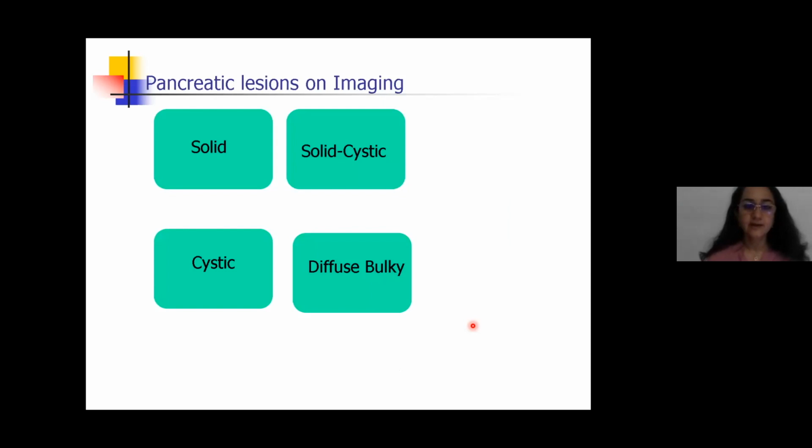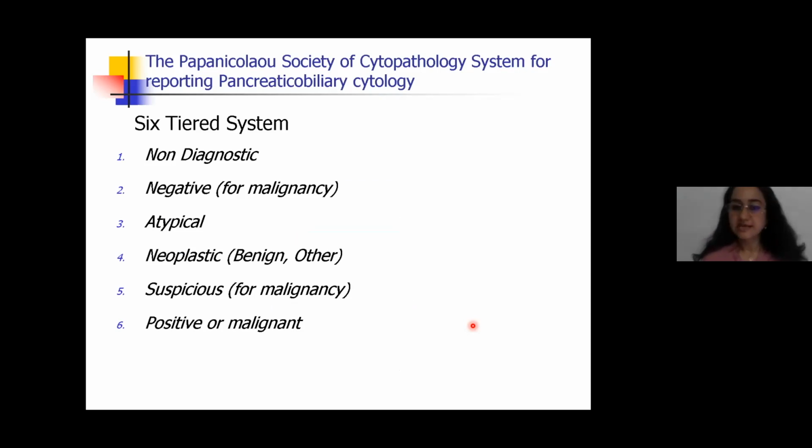On imaging, pancreatic lesions can appear as solid, cystic, or as diffuse bulky masses. And before we interpret the cytosmears, we must know the imaging and EUS findings of the lesion because it is imperative to correlate the cytology with the imaging. The Papanicolaou Society proposed the 6-tiered system for reporting of pancreatobiliary cytology, mainly the non-diagnostic category, negative for malignancy, atypical, neoplastic benign, suspicious for malignancy, and positive for malignancy.